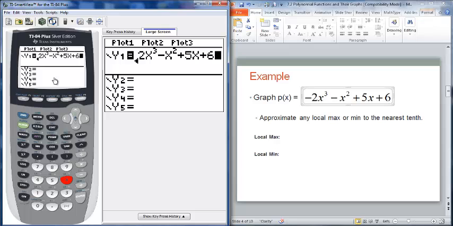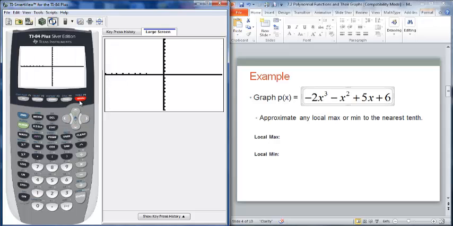Let me go ahead and just double check this real quick, make sure we got the correct one because I had a little bit of a mistake here. So we have negative 2x cubed minus x squared plus 5x plus 6. I'm going to go ahead and graph this.